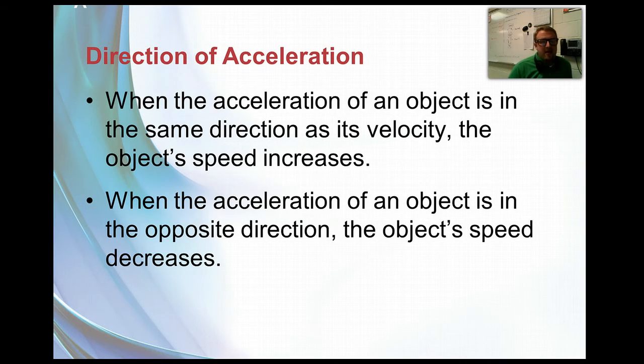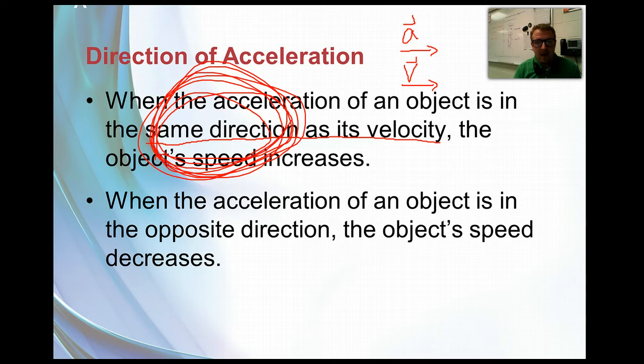The idea here is if the acceleration of the object is in the same direction as the velocity. So let's say an object is accelerating in this direction, and the object's velocity is also in that direction. So it's moving in this direction, then the speed will increase. Now this direction could be positive or negative. The direction, positive or negative, doesn't matter. What matters is that the acceleration and the velocity are in the same direction. I don't think I can specify that enough.